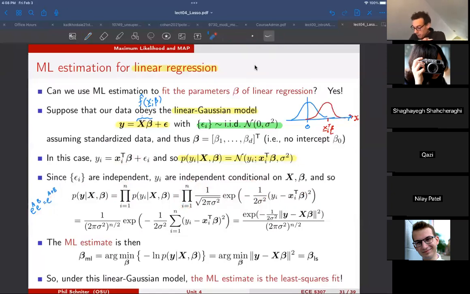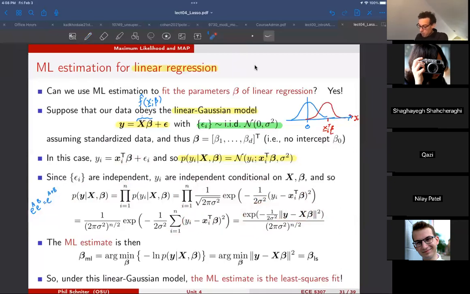And the last step is just to write it in a slightly more compact way, which is to remember that this sum of square terms is just the squared Euclidean norm of the vector y minus matrix X beta, like that. Okay, so we're getting closer. We now have a pretty concise expression for the likelihood function.